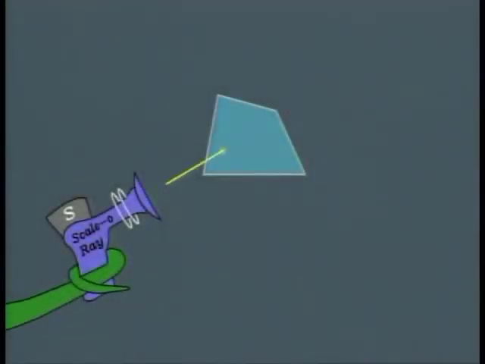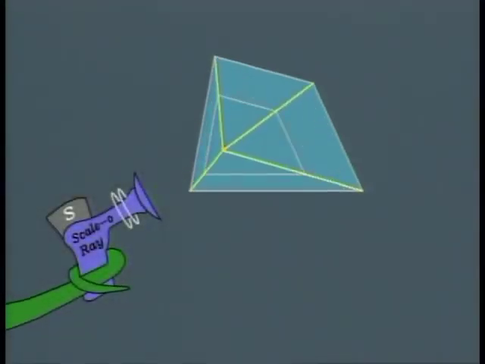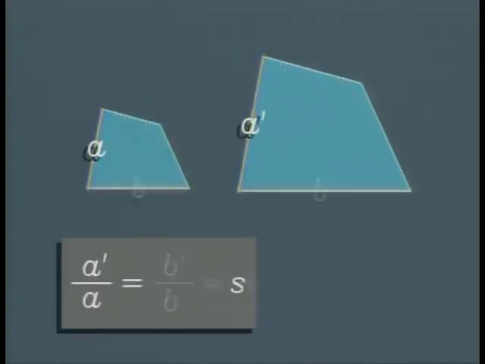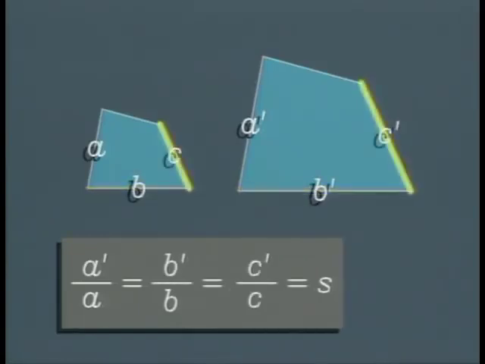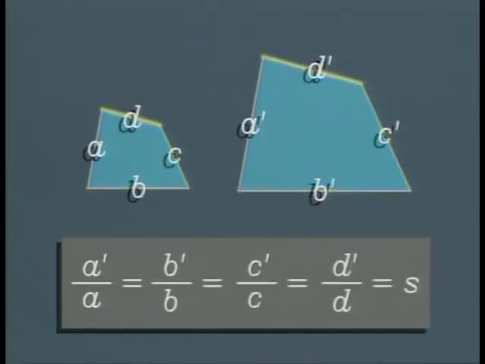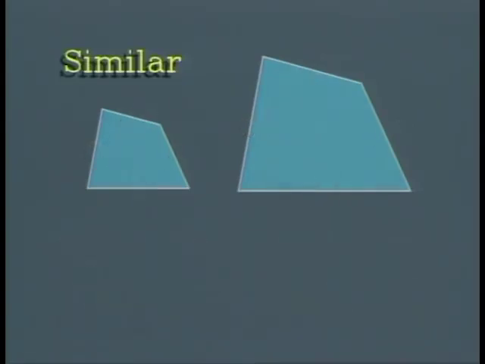Similarity can be applied to more general figures. For example, if we scale a polygon, we obtain a new polygon. Corresponding angles are equal, and lengths of corresponding sides have the same ratio. Any two polygons with both of these properties are called similar.